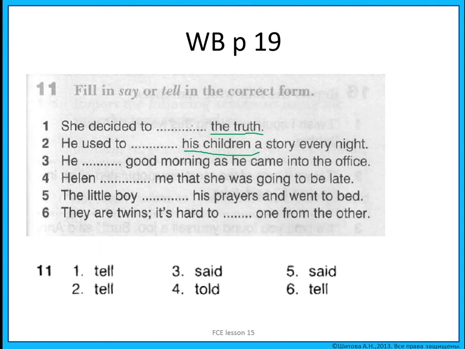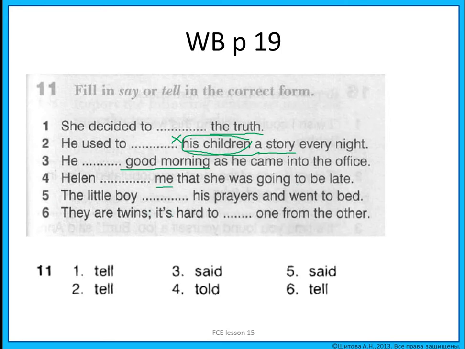So number 1 is tell, because you have the set expression, tell the truth. He used to tell his children a story every night, because again you have the set expression, a story. Then you have an object without to, so it's definitely tell. Then he said good morning as he came into the office, so good morning is a set expression. Then you've got Helen told me that she was going to be late. Here is an object, me.